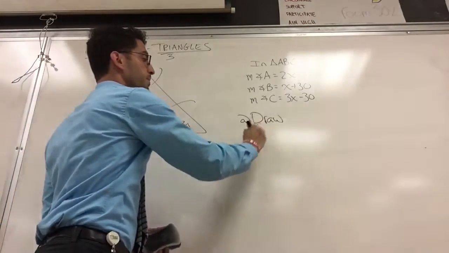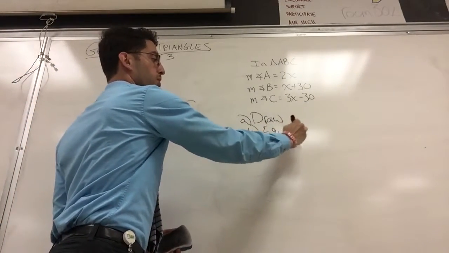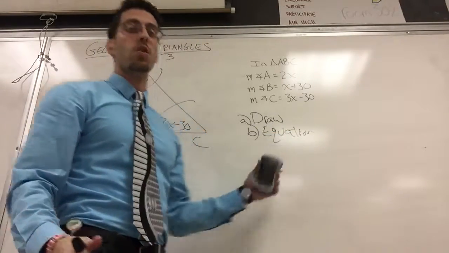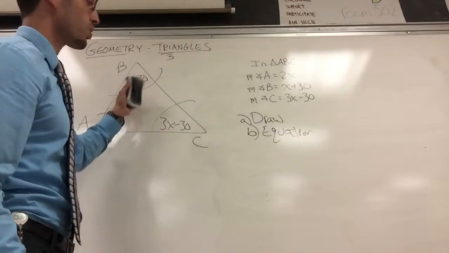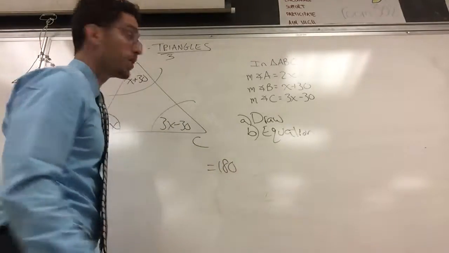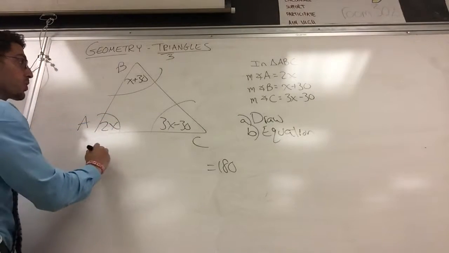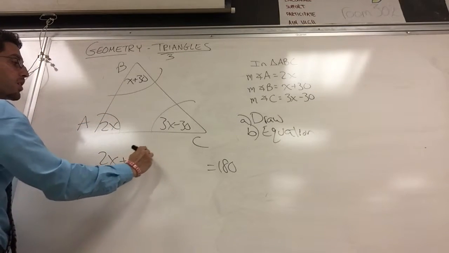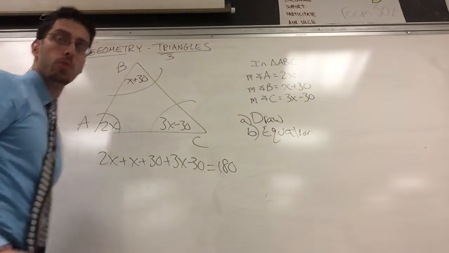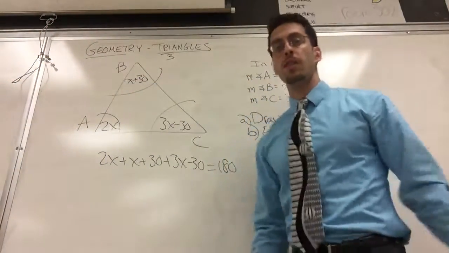Second step, try to build an equation. I'm always telling you, is it complementary, supplementary, is it congruent? What is it? You know it is supplementary. You know I'm talking about a triangle, and the total equals 180. What's the total? I don't know. Let's just add them all together. 2x plus x plus 30 plus 3x minus 30. It's got to add up to 180 degrees.